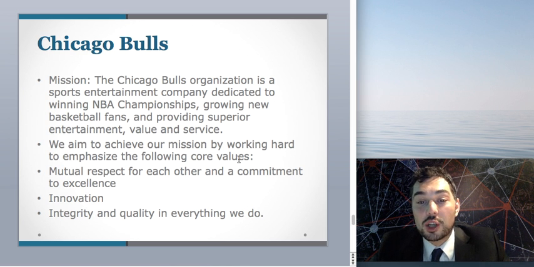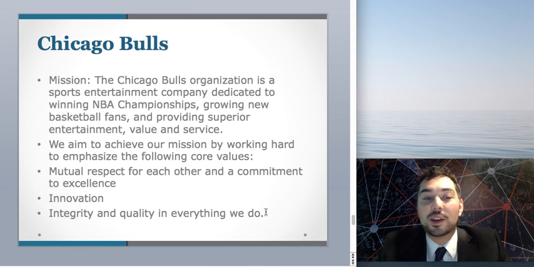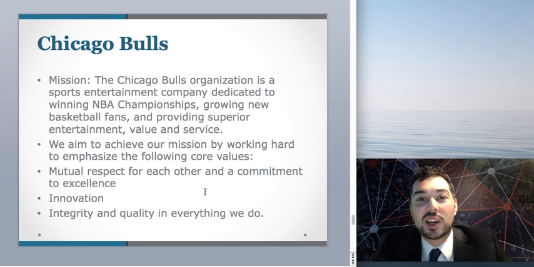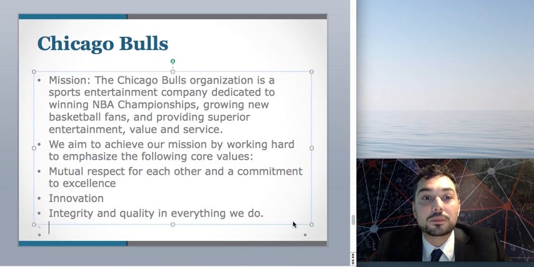We aim to achieve our mission by working hard to emphasize the following core values: mutual respect for one another, commitment to excellence, innovation, integrity, and quality in everything we do. Those last three things are pretty generic value statements. However, if inside the organization you see them embody that, then they're really living it. But anybody can say mutual respect and innovation and integrity. Those are great, but they don't mean a lot if you're just putting it on paper. What really matters is, does the organization live those values all the time?